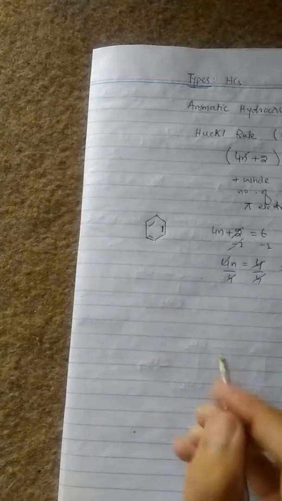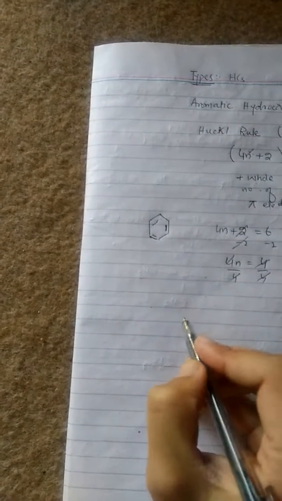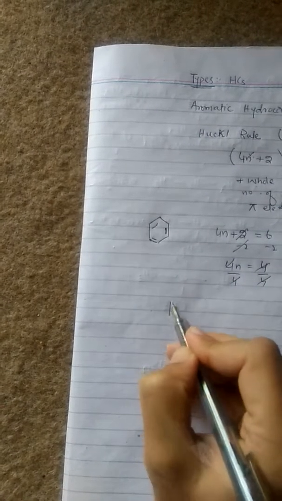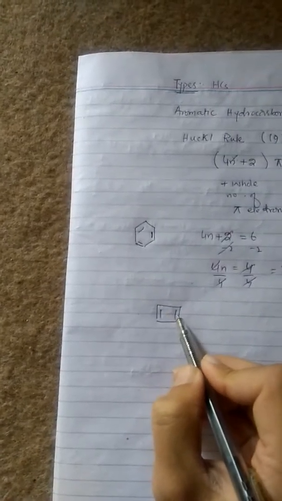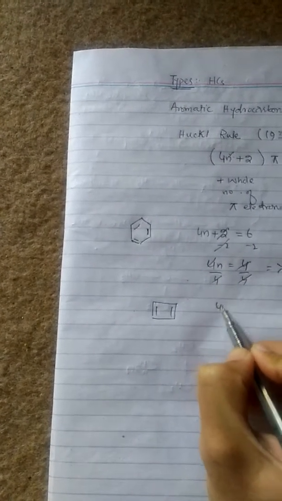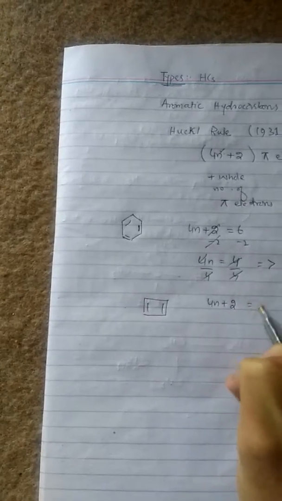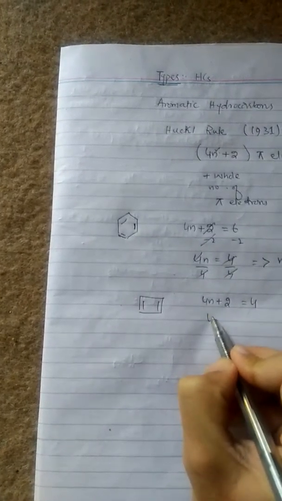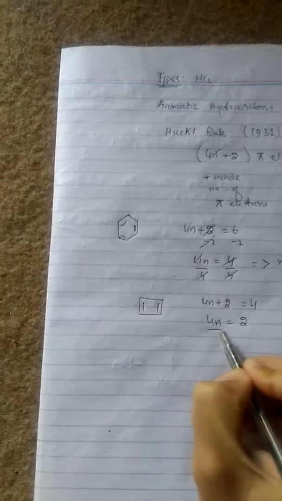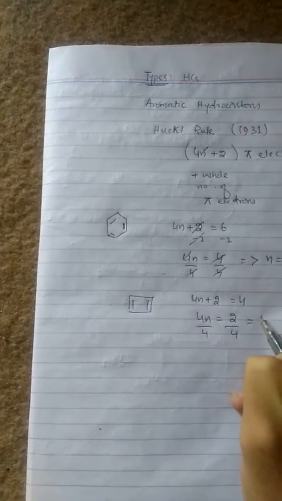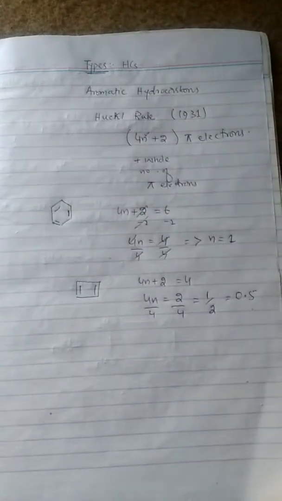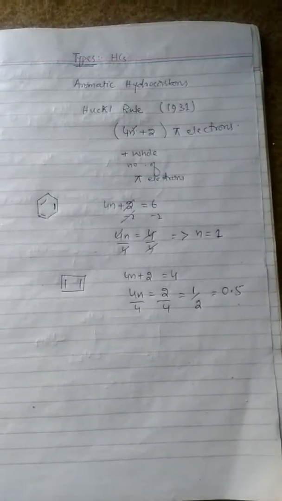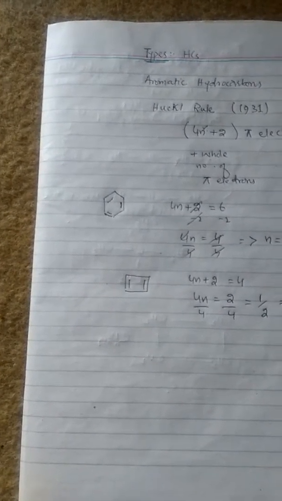And if we take another example of another cyclic compound, which is cyclobutadiene. This is cyclobutadiene. There are 4 pi electrons. So 4n plus 2 is equal to 4, 4 minus 2, so 4n is equal to 2, divided by 4 is equal to 1 over 2. 1 over 2 means 0.5. This is a positive number but not a whole number. So this cyclobutadiene is not an aromatic compound.